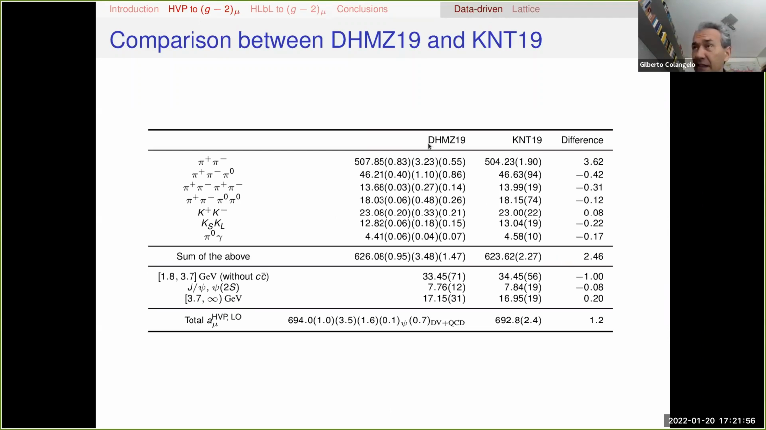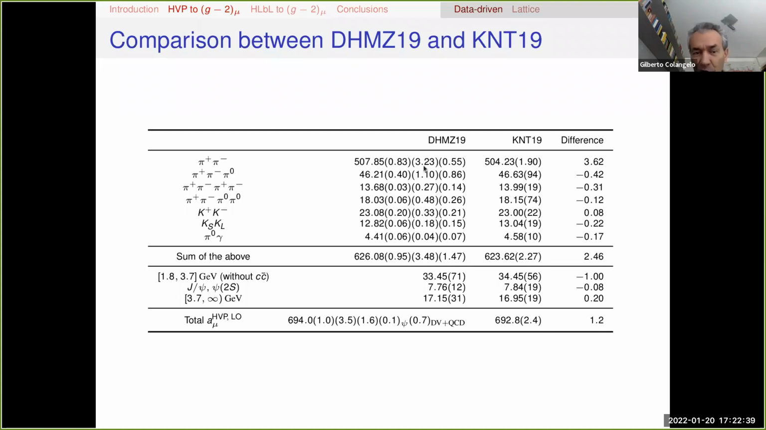This is the group of Davier with Höcker, Malescu, and Zhang, and Keshavarzi, Nomura, and Teubner. So these are the two main analyses which have been taken into account in the white paper. And if you look at the final line, you see that the two analyses agree very well on the total. They have a different estimate of the uncertainty, but the difference of 1.2 is lower than the uncertainties of either of the two. However, if you look at the details and at the individual channels, you soon realize that the situation is not as nice as it looks if you look only at the total.